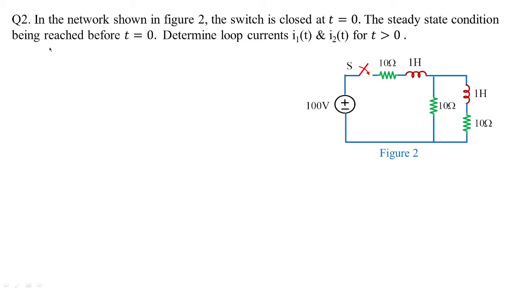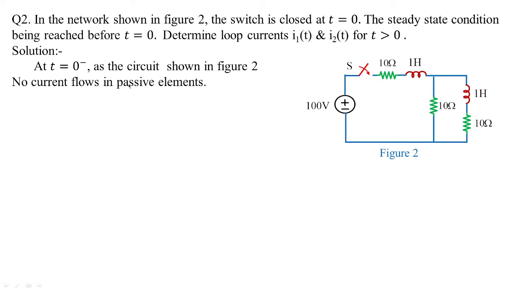Now in question 2, the switch is closed at t equal to 0. So what does this mean? The switch was open, naturally no current will flow in the passive elements. The steady state conditions have been reached before switching, so that is all zeros. We have to determine the loop currents, that is i1(t) and i2(t) for t greater than 0. Once the switch is closed, we will form the two loop currents.